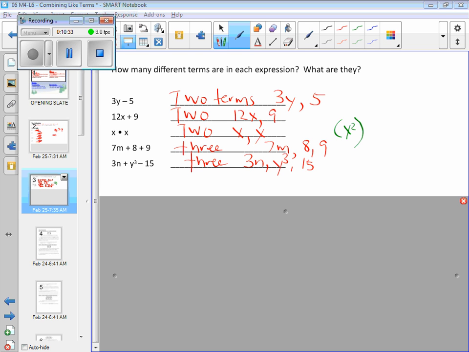Right, like addition. Tell me. 8 plus 9 equals 17. What becomes the new expression when you do that? 7m plus 17. Listen. 3 terms have just been combined into 2 terms. He's right. If you add 2 numbers, you can add those together. If you have 2 variables multiplied together, you can combine those as well.